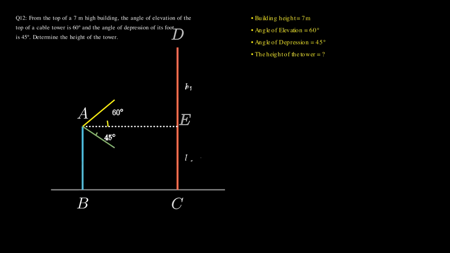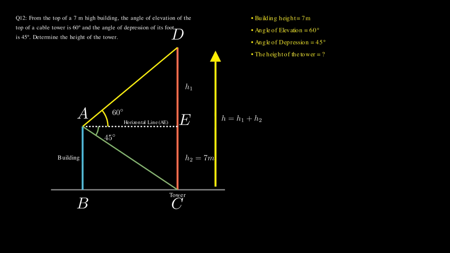Now, let's look at the diagram. AB represents our 7-meter building. CD represents the cable tower. We draw a horizontal line AE from the observer's eye. This is crucial as angles of elevation and depression are always measured from the horizontal.